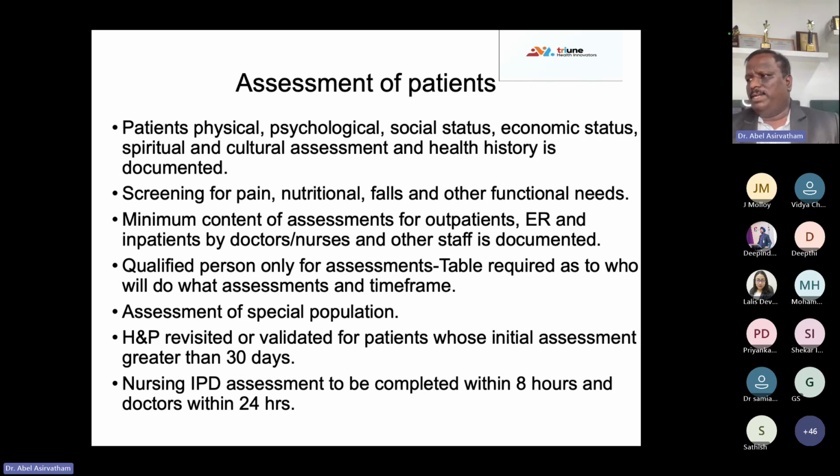These need to be put in the assessment of patient policy. Qualified person only for assessment, table degrees as to who will do what. Assessment of special population, very, very important. History and physical, revisit or validate for patient. Again, this is against the old standard, but still I'm reiterating for the benefit of others.